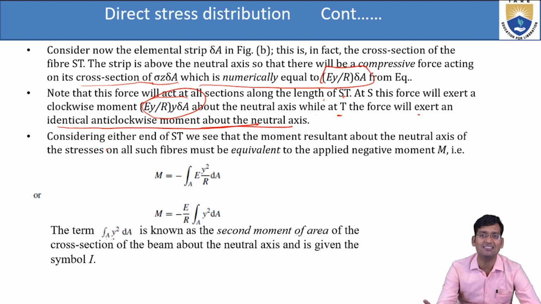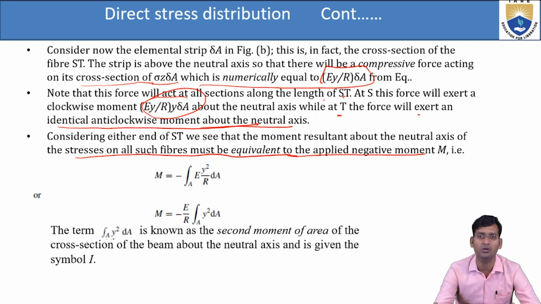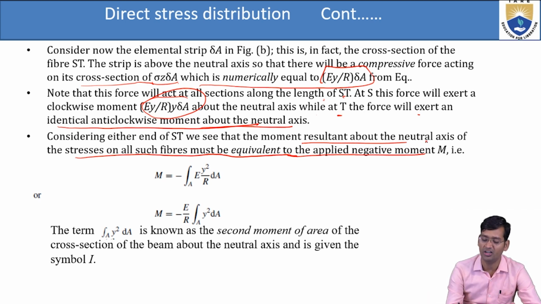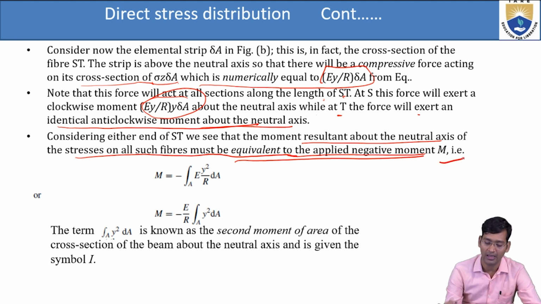Considering either end of ST, we see that the resultant moment about the neutral axis of the stresses on all such fibers must be equivalent to the applied negative moment. Whichever side you take, either towards S or towards T, the resultant about the neutral axis must equal the applied moment M. Means M equals minus the integral over A of E y square by r dA.